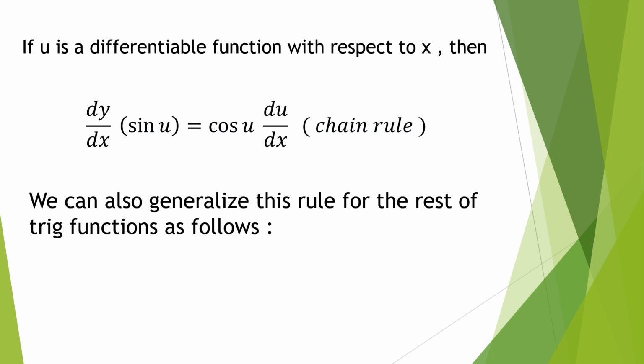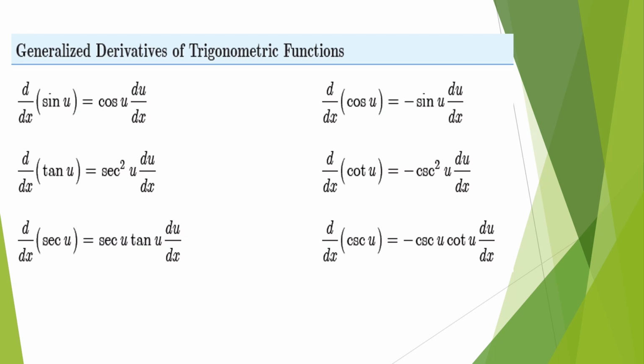We can also generalize these results using the chain rule. If we have u, a differentiable function with respect to the variable x, then d by dx for sine u equal cosine u multiplied by the derivative of u with respect to x, which is du by dx. And we can generalize this rule for the rest of trig functions as follows.